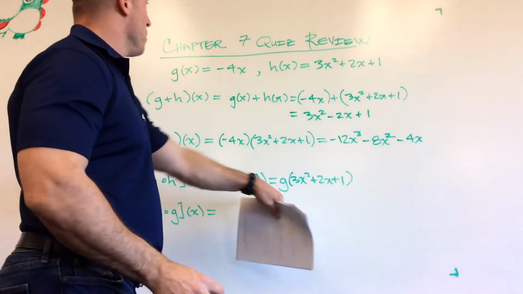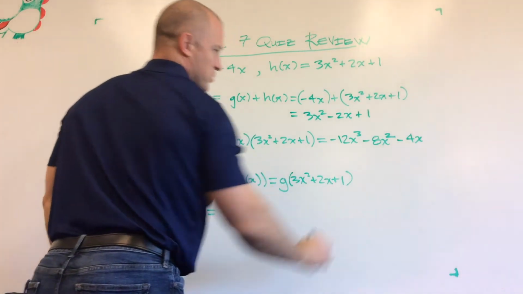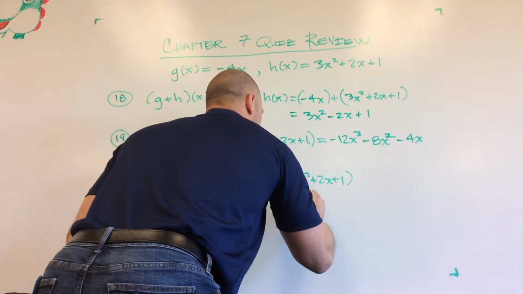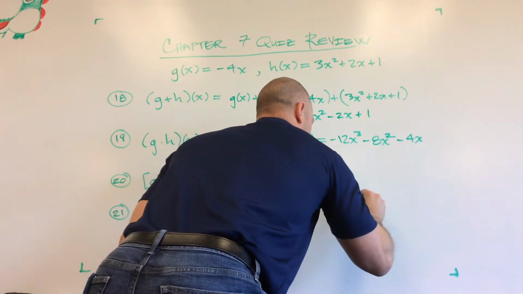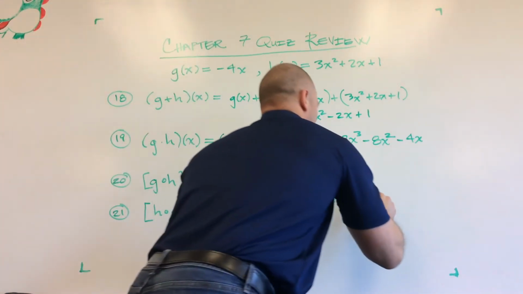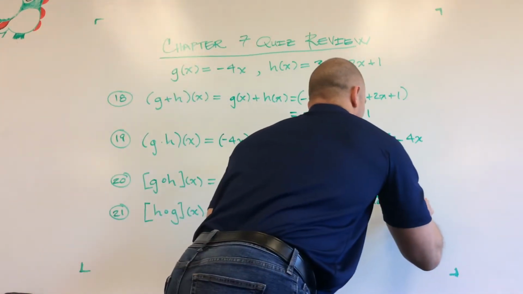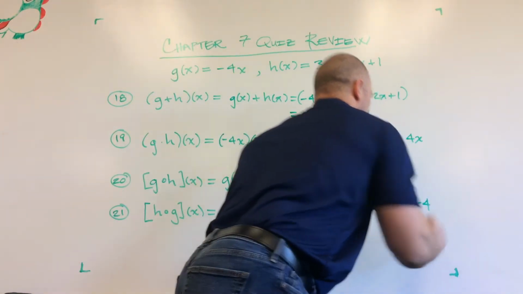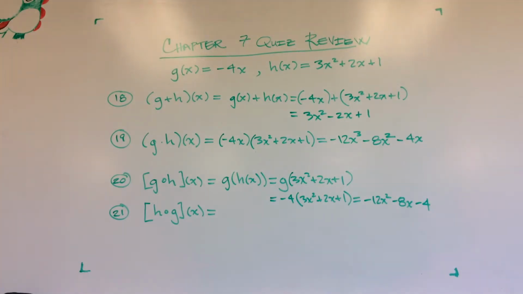Well, G just means multiplication by negative 4. So instead of negative 4x, we're going to have negative 4 times all of that. And so we're left with negative 12x squared minus 8x minus 4. So notice these answers are similar but different. They're each a slightly different operation that gives us a slightly different answer.